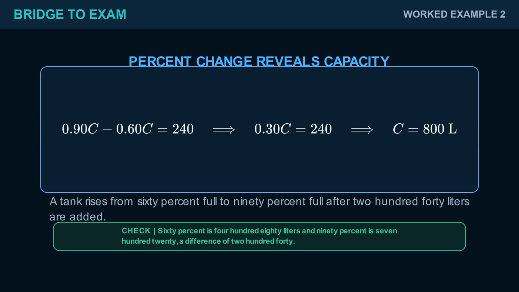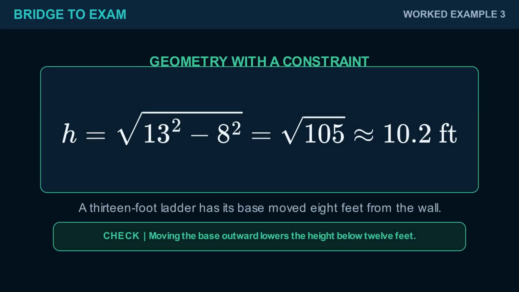Worked example 2. A tank rises from 60% full to 90% full after 240 liters are added. The added amount is 30% of capacity. Divide 240 by 0.3 to get 800 liters. Check. 60% is 480 liters and 90% is 720, a difference of 240.